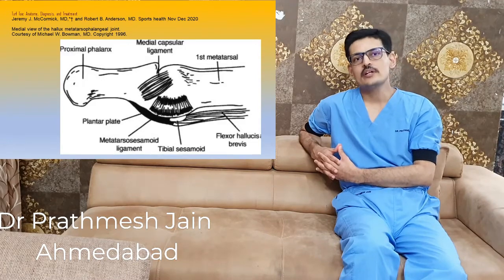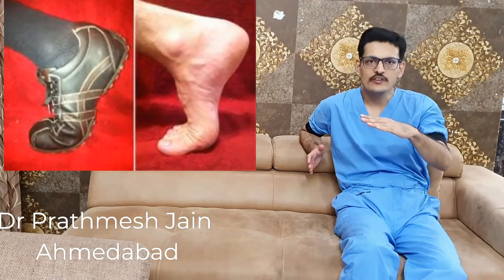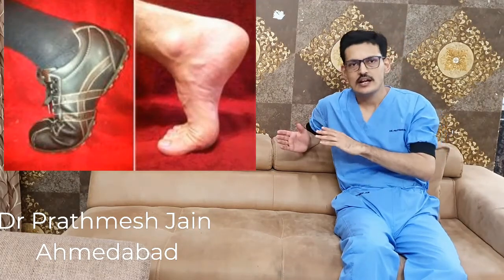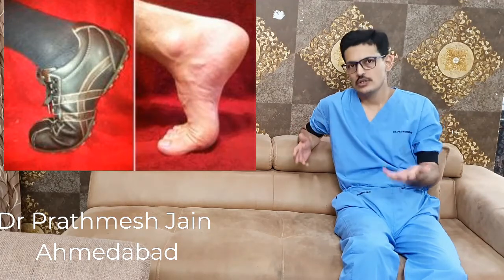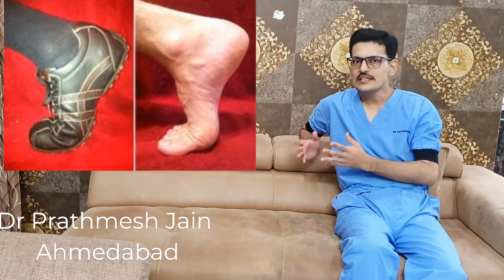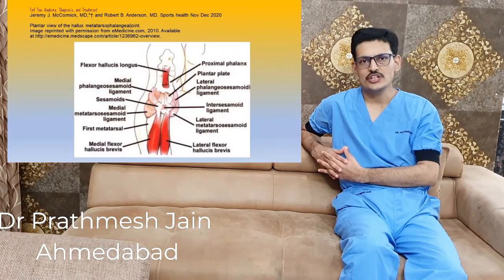The second important reason is change in the matting or the floor. So if you are playing on an artificial turf as compared to a grass ground, then the chances of this turf toe injury are too high. Now this injury can be classified into three grades: grade 1, grade 2 and grade 3. Grade 1 is a mild stretching of the plantar plate.